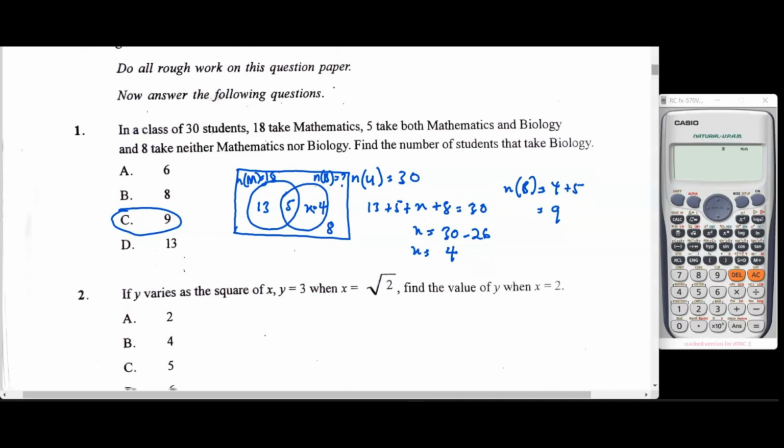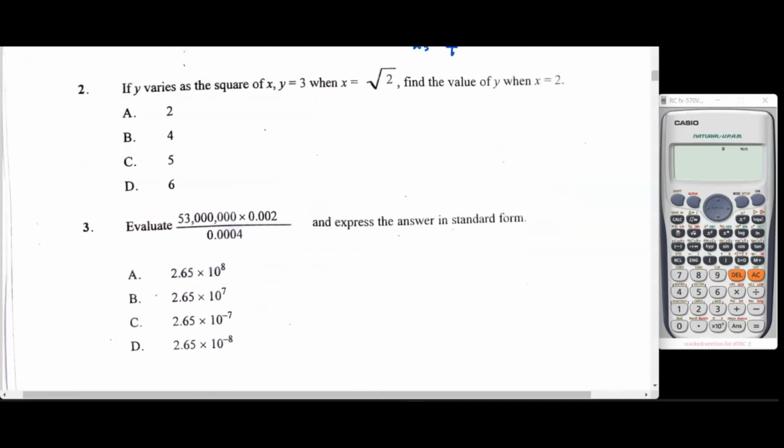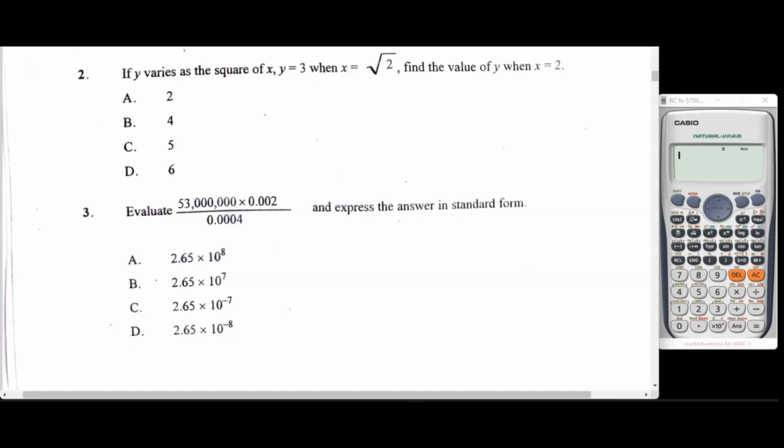Going further, we look at: if y varies as the square of x. Y varies as the square of x. So when we write the statement, that's going to be y varies as the square of x, so x squared. Therefore, converting it into an equation, y will be equal to kx squared. And hence, y is 3 when x is root of 2. And that is going to help us get the constant of proportionality.